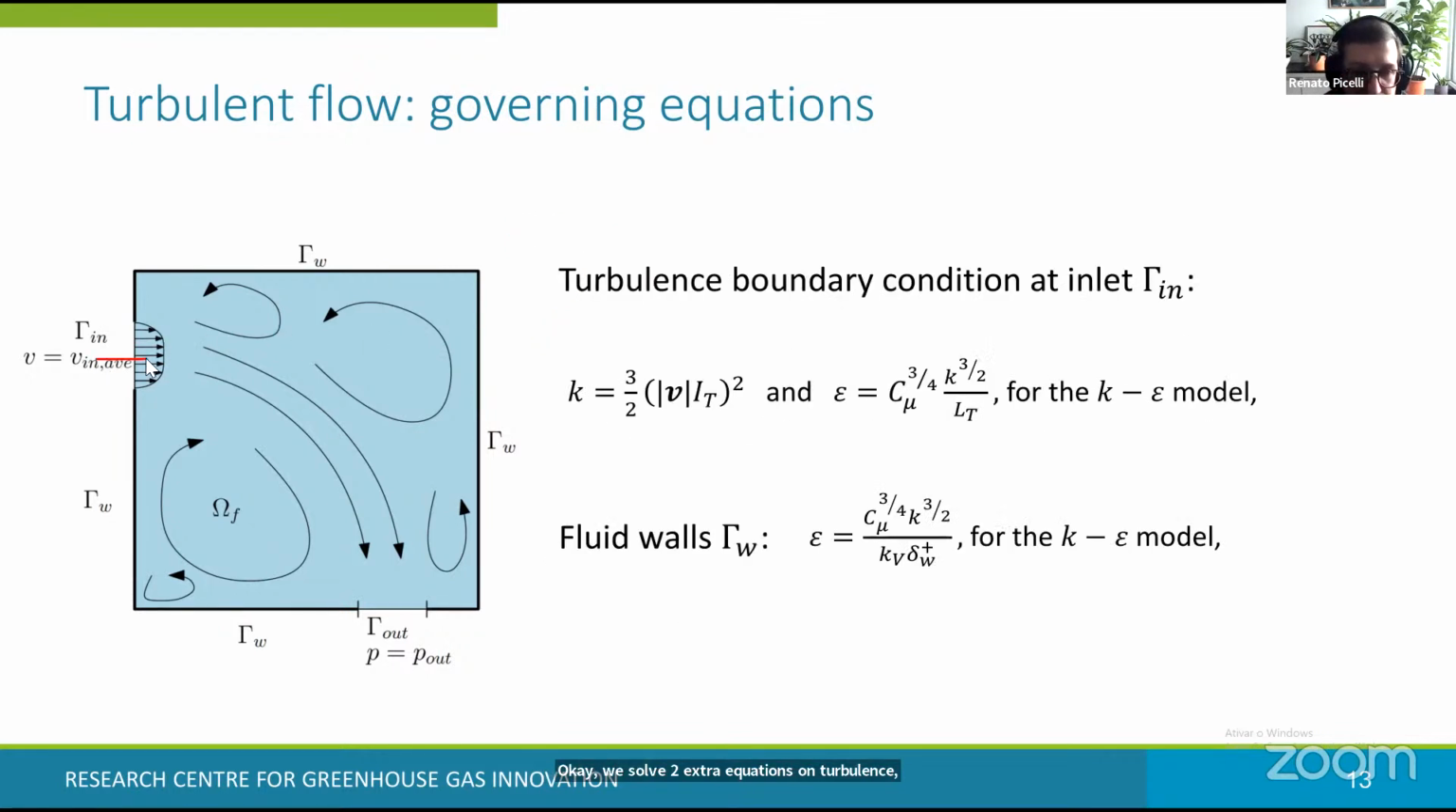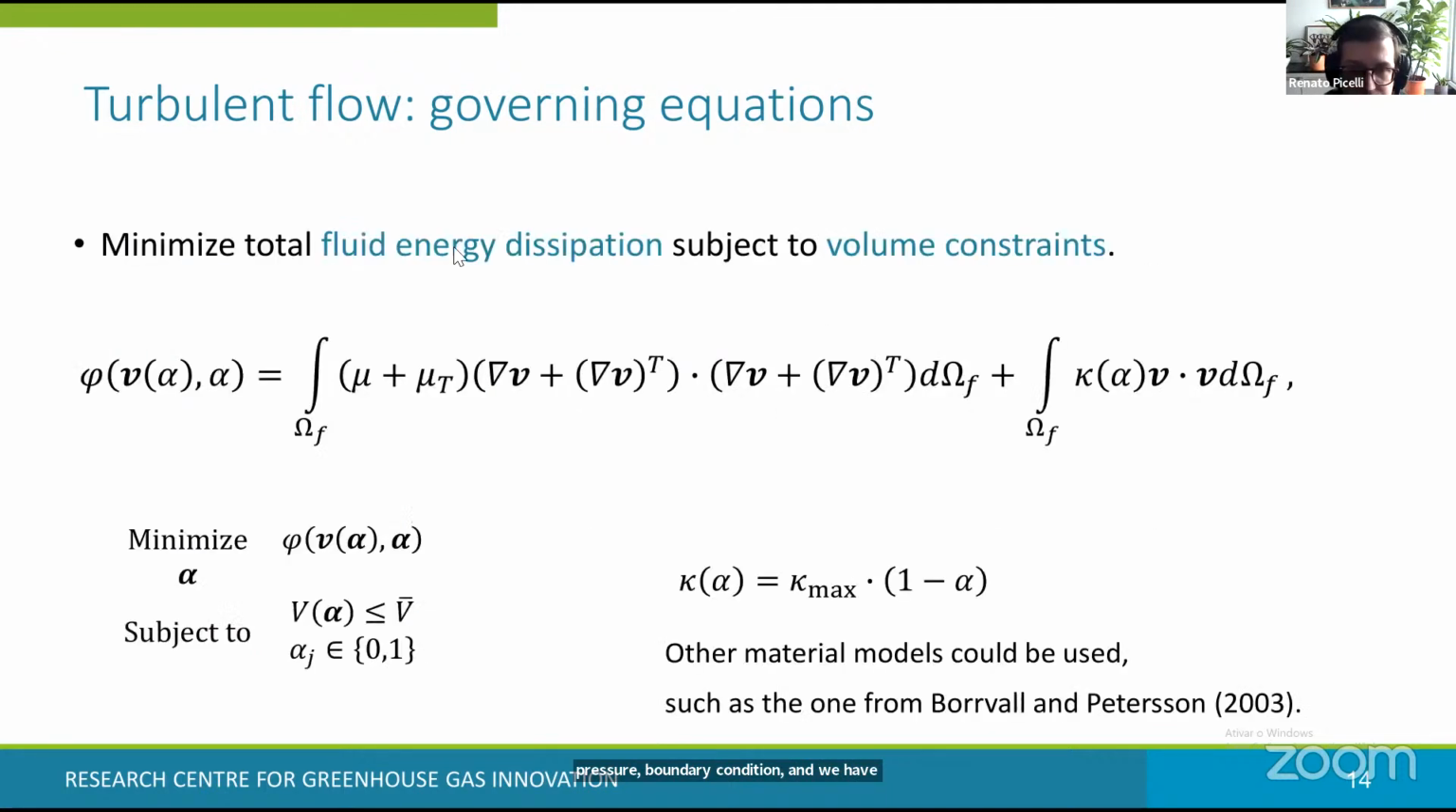We have an inlet velocity boundary condition, an outlet pressure boundary condition, and we have boundary conditions on the turbulence variables as well. We want to minimize the total fluid energy dissipation subject to volume constraints to test our example. So this is the example I mentioned in slide 1.